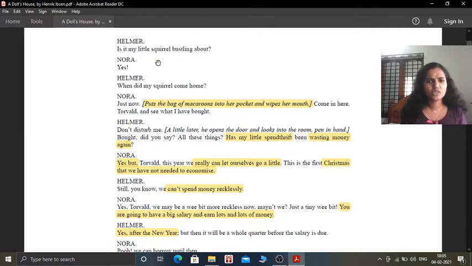And he asked, "You bought all these things? Has my little spendthrift been wasting money again?" Oh my god, my wife, spendthrift. What is the meaning of spendthrift? Spendthrift means a person who is spending a lot of money unnecessarily. So he didn't like it. My wife is becoming a spendthrift. She is wasting money. Usually, this is a usual scene that we can see in every house. Usually, women are considered spendthrifts, spending a lot of money. Anyway, he became a little annoyed.